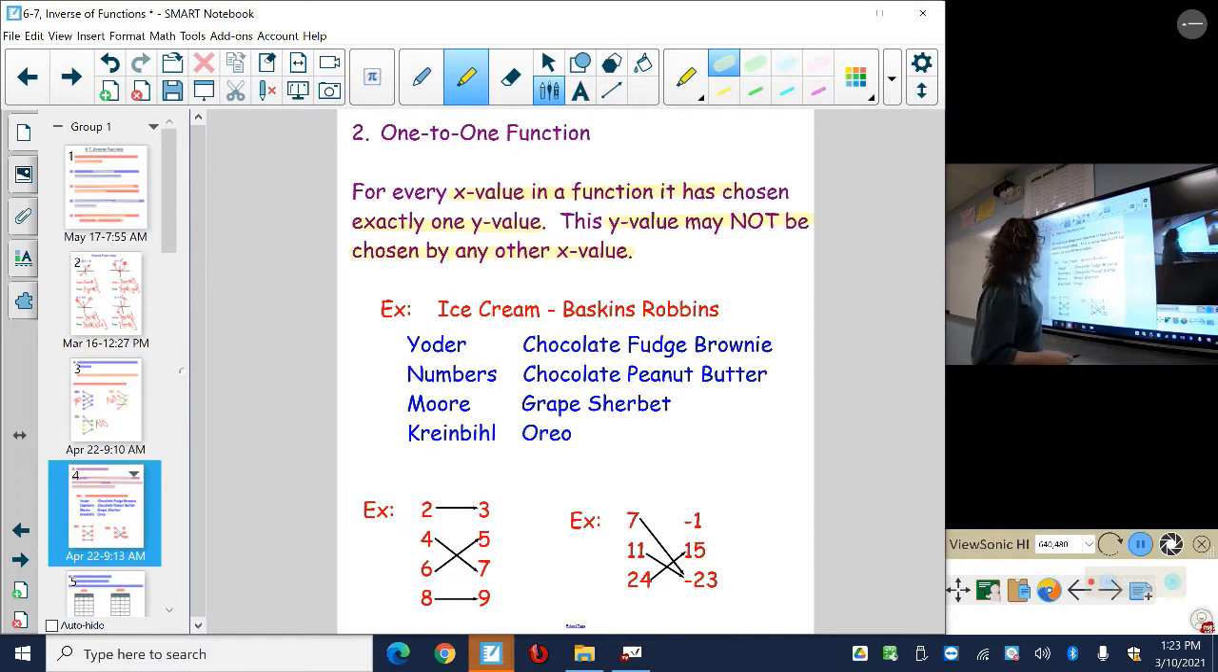it is a one-to-one function, okay? Now, if I were talking about ice cream, I'm going to choose chocolate fudge brownie. Mrs. Numbers would choose chocolate peanut butter. Miss Moore would choose grape sherbet.